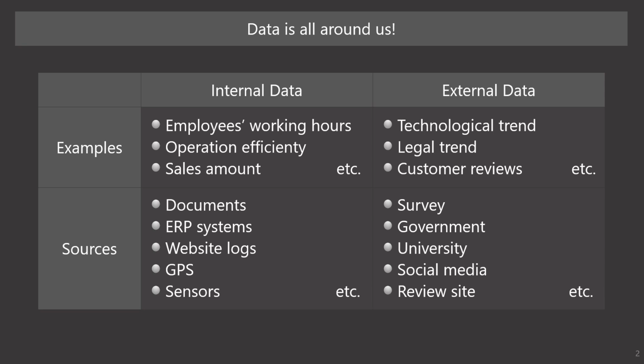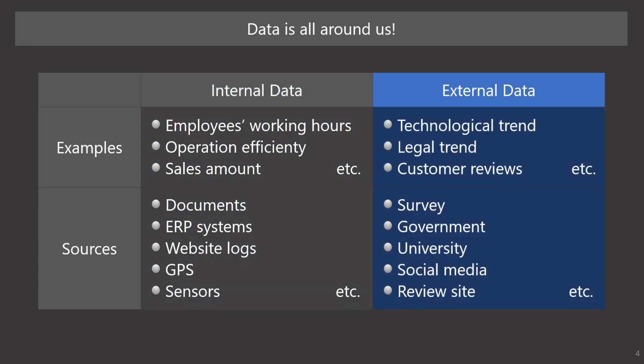We can collect data from various sources. Based on sources, data can be classified into internal data and external data. In business environments, internal data is generated in and collected from the inside of the organization. Examples of internal data include data of employees' working hours, operation efficiency, sales amount, and so on. We can collect internal data from interaction with organizational members, company documents, and ERP systems. Website logs, GPS, and sensors equipped in facilities can also be sources of internal data.